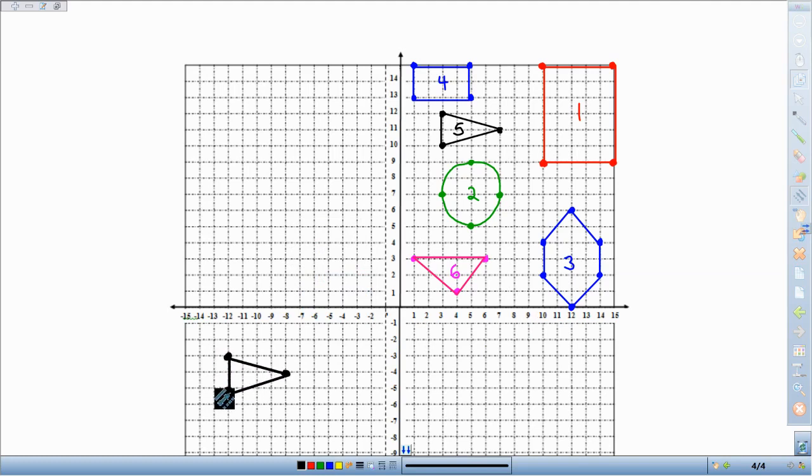Okay, obviously it should be the same shape, just in another spot. Okay, and let's call this thing 5 prime. This is our first image. So now let's move on to our next step.